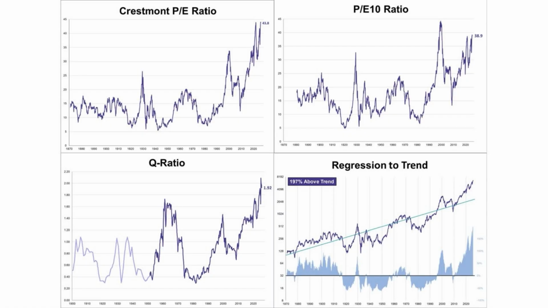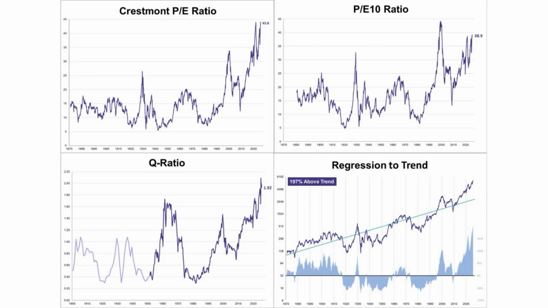Today we're going to assess the stock market's overall valuation by looking at 4 indicators that I update monthly. Let's start by quickly breaking down each of these methods. First, the Crestmont PE ratio adjusts for business cycles by looking at the relationship between earnings and GDP. At the end of November, the Crestmont PE ratio is at 43.8.